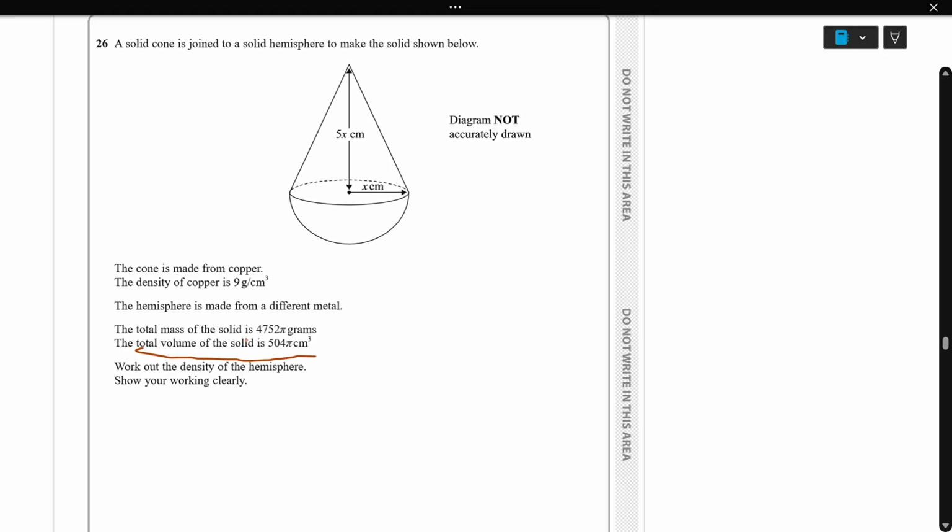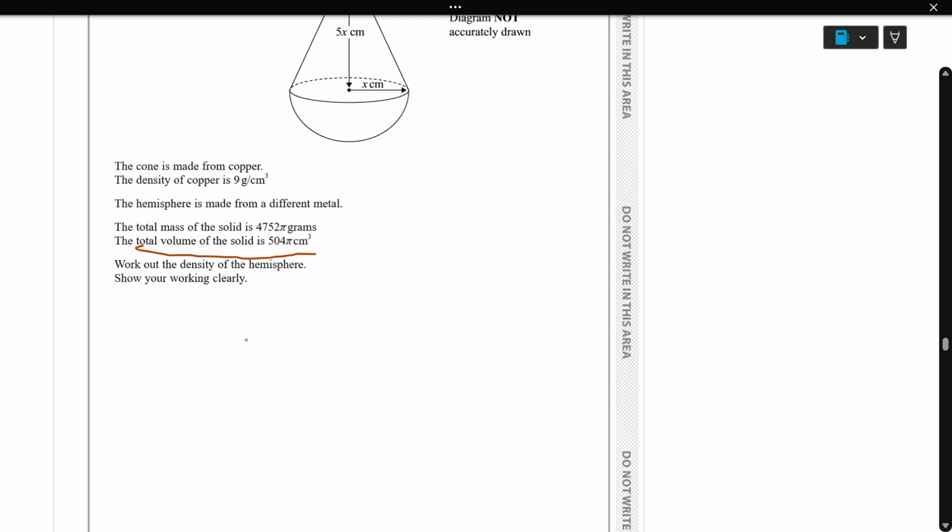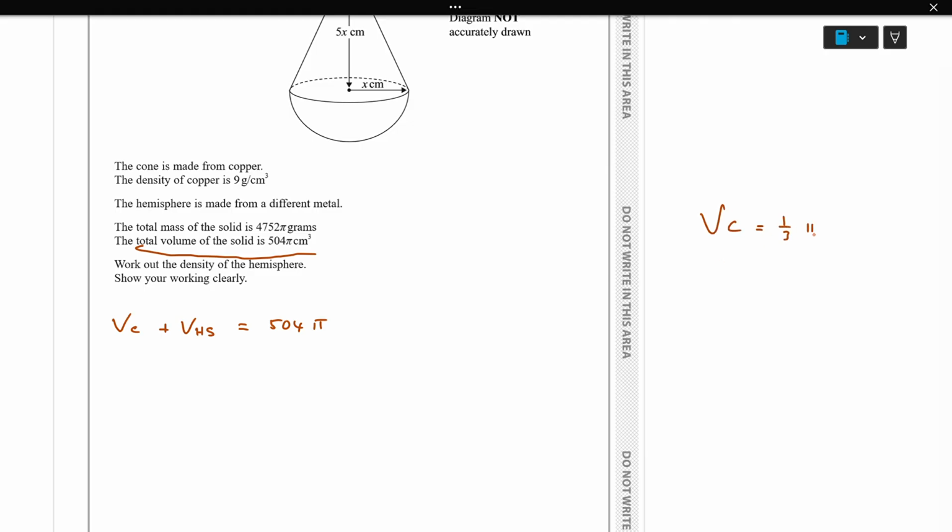So cone volume plus hemisphere volume together is 504 pi. So volume of cone plus volume of hemisphere equal to 504 pi. The volume of cone formula is 1 by 3 pi r square h. Volume of hemisphere formula is 2 by 3 pi r cube.